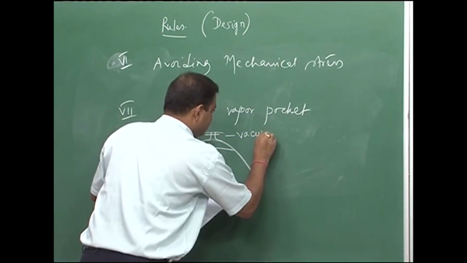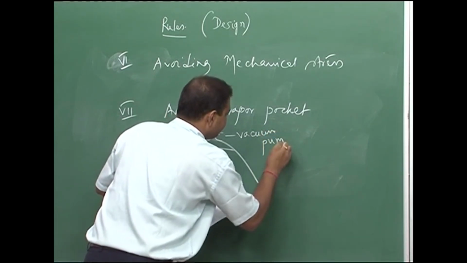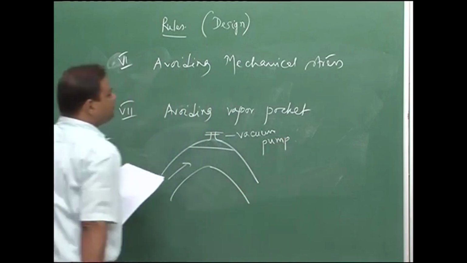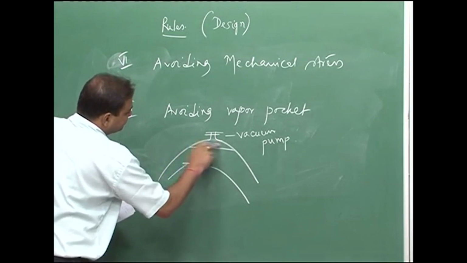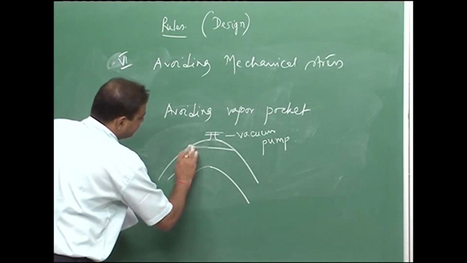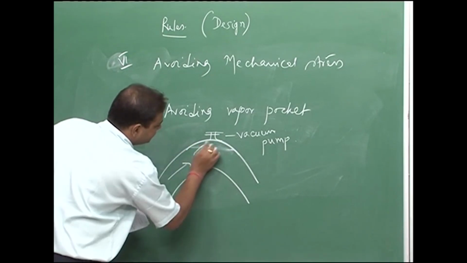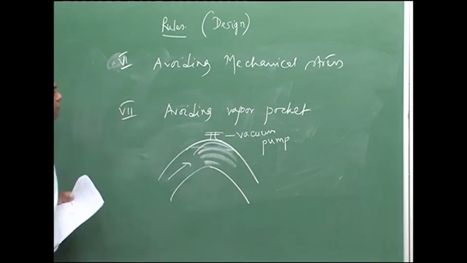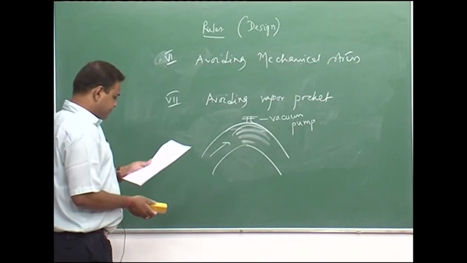If we put a vacuum pump, that vacuum pump will remove this vapor part and the water can flow without this discontinuity. The water can flow throughout the system. This is one way to avoid vapor pockets.